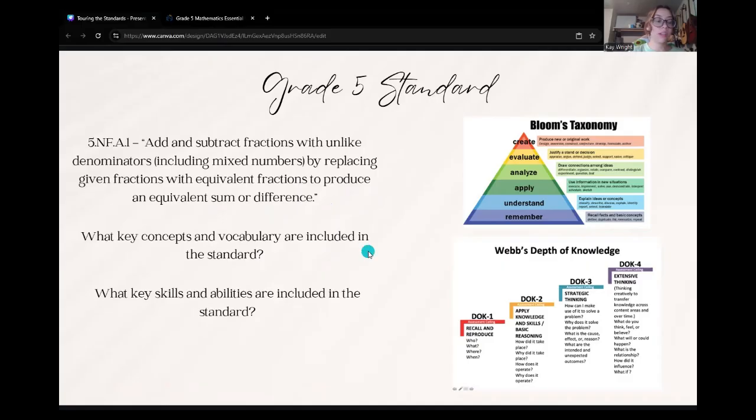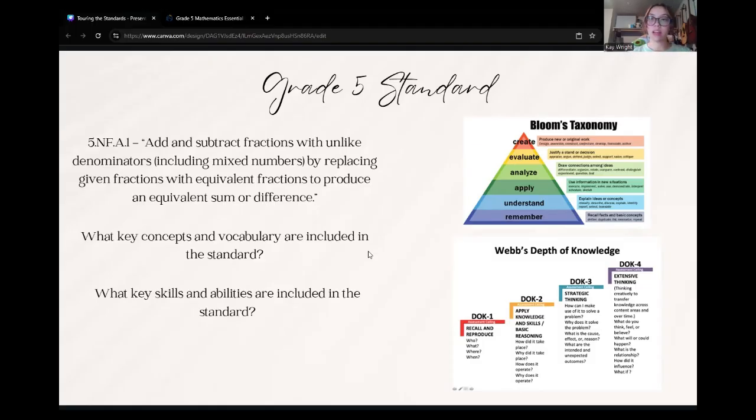For key skills and abilities included in the standard, I have verbs like add, subtract, replace, and produce. These show what the students need to do in each standard, and that verb shows what kind of skill is going to be assessed and what they're expected to be able to do.